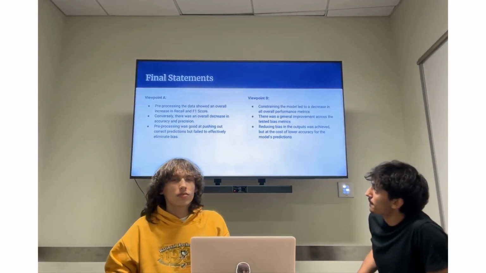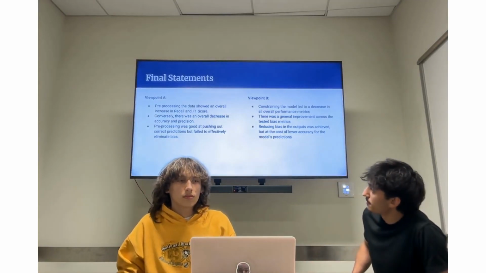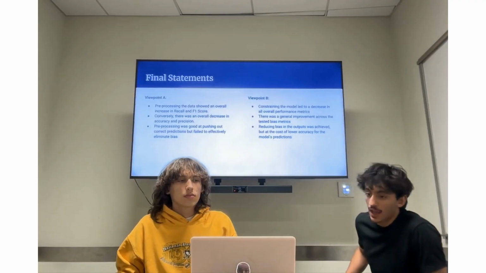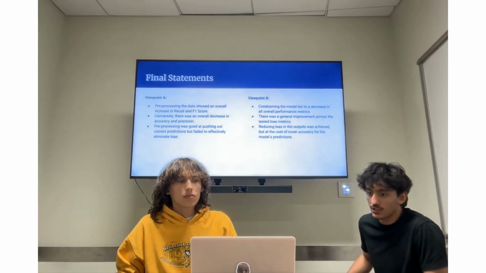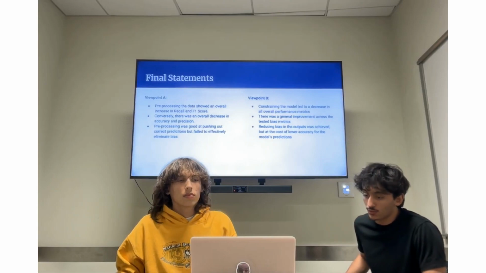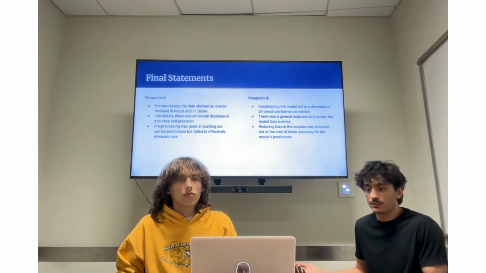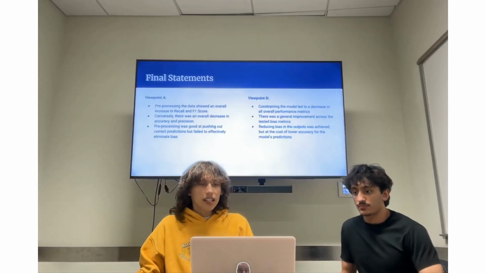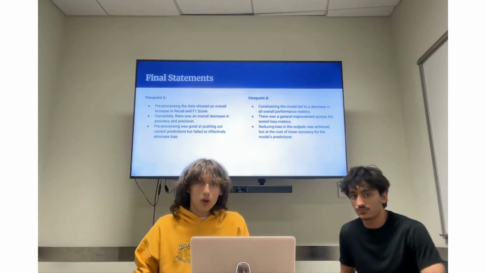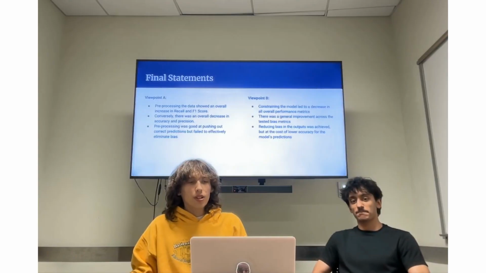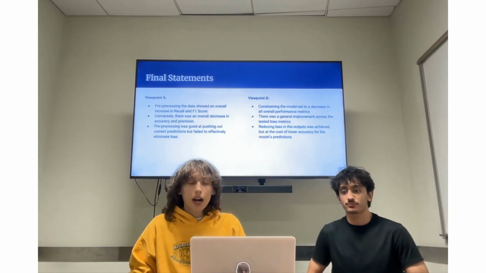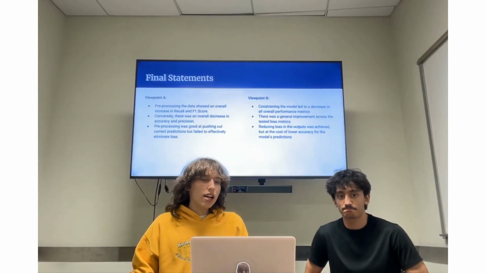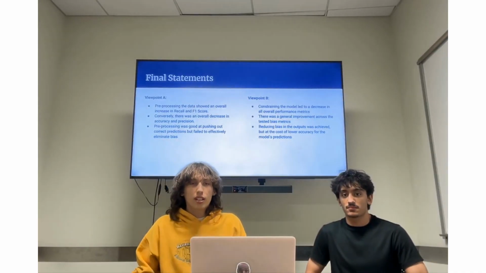So in summary, in viewpoint A, pre-processing the data showed an overall increase in recall and F1 score. And conversely, there was an overall decrease in accuracy and precision. Pre-processing was good at pushing out correct predictions, but failed to effectively eliminate bias. On the other hand, with viewpoint B, constraining the model did lead to a decrease in all the overall performance metrics, but there was an improvement across the board on 3 out of 4 of the tested bias metrics. So reducing the bias in the outputs, which was our overall goal, was achieved at the cost of a lower accuracy for the model's predictions.